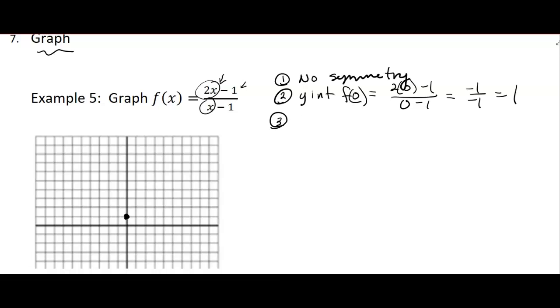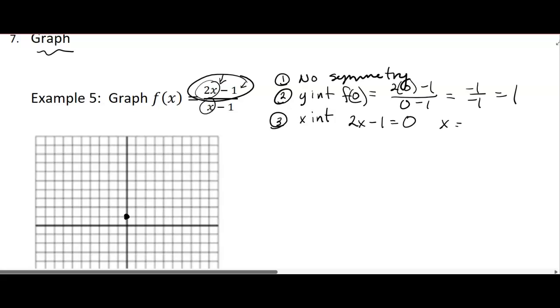3, find the x-intercepts. Well, to find the x-intercepts, you're going to take the numerator and say, when does that equal 0? Well, you add your 1, divide by 2, and you get x equals 1 half. That is another ordered pair. So 1 half comma 0. All right, 1 half comma 0. So right there, that's a point. We know those 2 points.